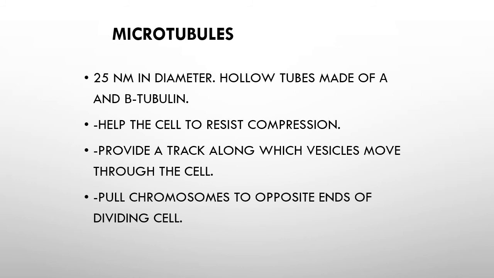For cells that are going to divide, we're going to be able to move chromosomes along microtubules. So we have to have microtubules in order to get the chromosomes to move from the central part of the cell out towards the poles of the cell as it starts to divide.